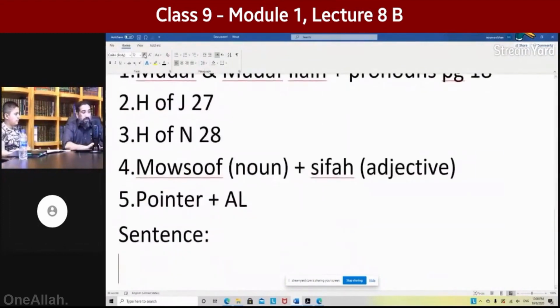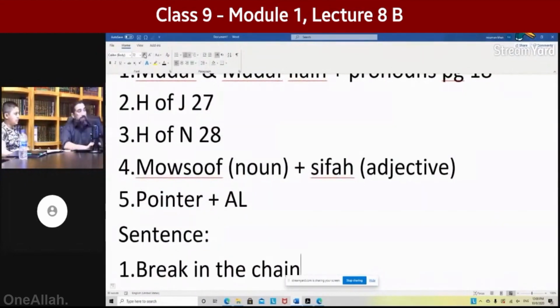And what we learned about the sentence today is number 1, a break in the chain. Meaning these are all chains. Mudaf is connected to a mudaf ilayh. They're chained. A harf of jar is connected to its victim. Harf of nasab is chained. Wherever you break the chain, you get yourself a sentence.